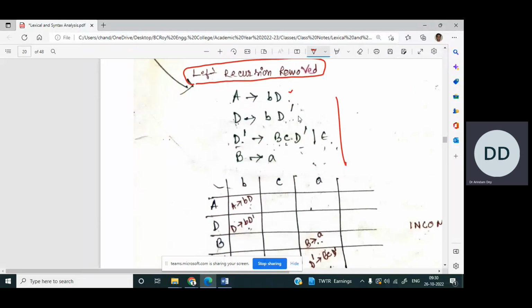Again, I am writing here the rule. If A to A alpha or beta was there, then A to beta A dash, and A dash to alpha A dash or epsilon. This was the rule, correct? A to A alpha or beta, then A to beta A dash, and A dash to alpha A dash or epsilon.